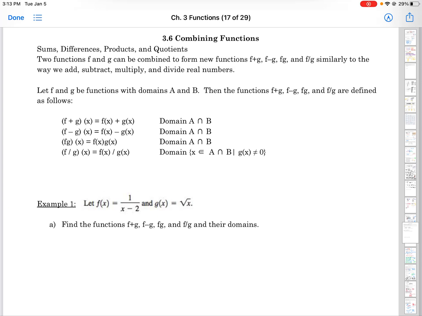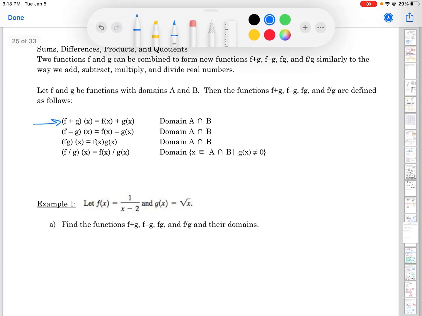First, if we want f plus g, all we really mean is that we're going to add the two functions together. In example 1, we have that f of x is 1 over x minus 2, and g of x is the square root of x. So to find f plus g of x, I'm just going to take the first function plus the second function, and in this case, we can't combine them any further. I guess you could get a common denominator, but it doesn't really do anything, so we might as well leave it the way it is.